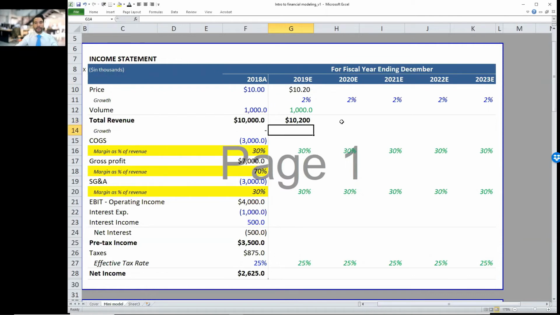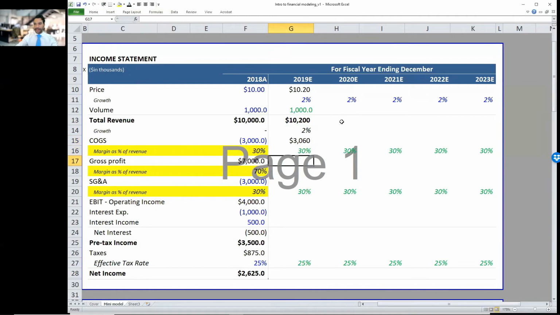And let's calculate the percent growth change. So 2019 revenue divided by the previous year, 2018 revenue, minus 1. And let's change this to percent. And here it is. Now, my cost of goods sold. Remember, cost of goods sold is going to be 30% of my total revenue. So equals 30% times total revenue. Enter. And let's change this to black.